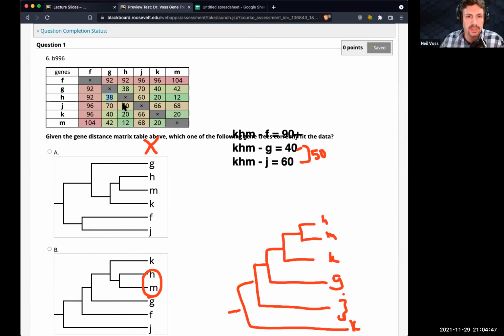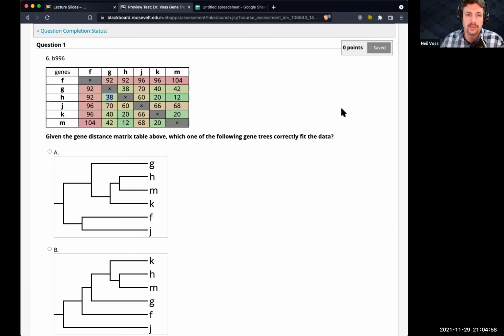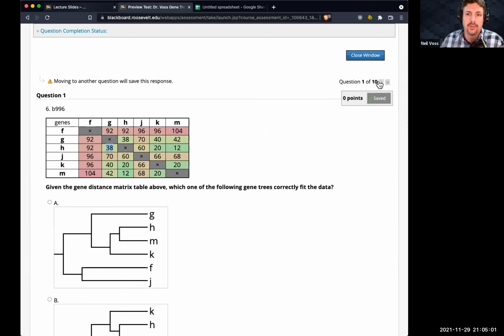So let's double check. What's the GJ distance? G to J, 70. So that's bigger than both of those two numbers, right? So, all right, that's one. Ugh, what a mess.